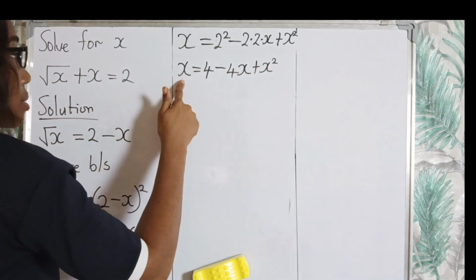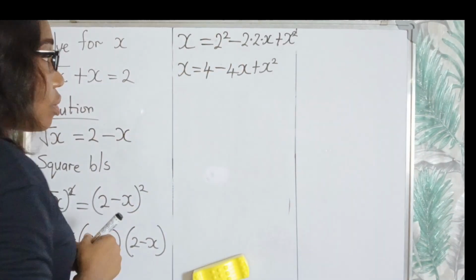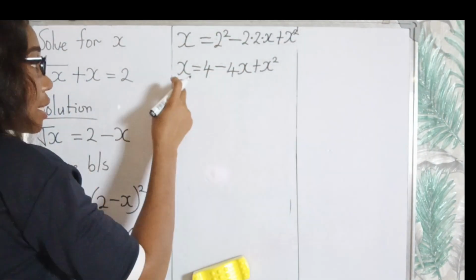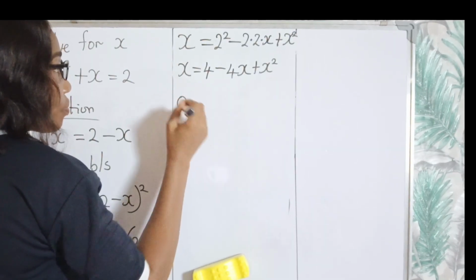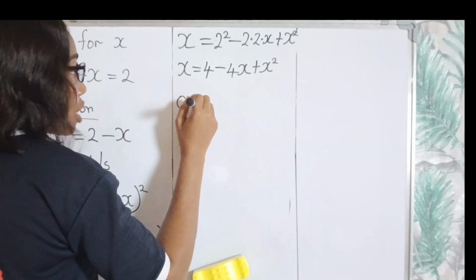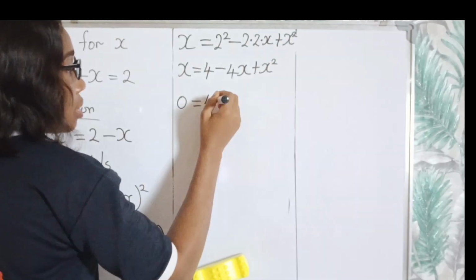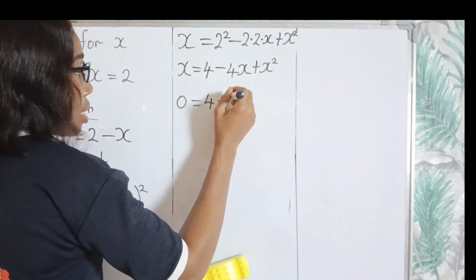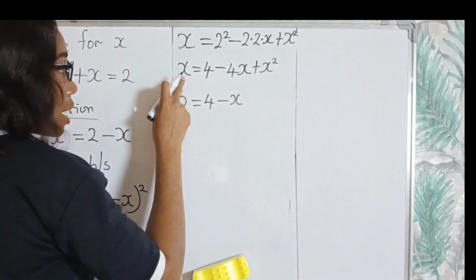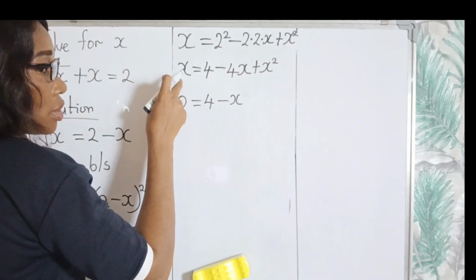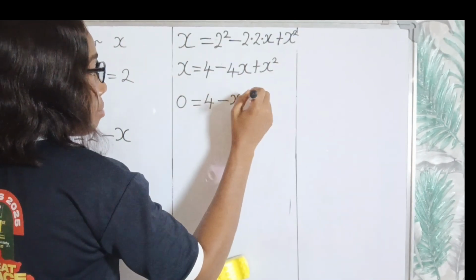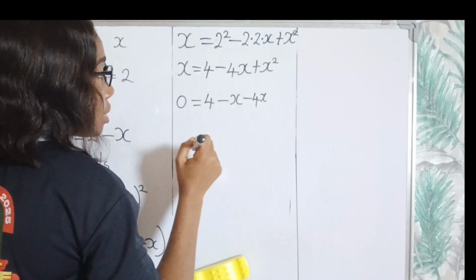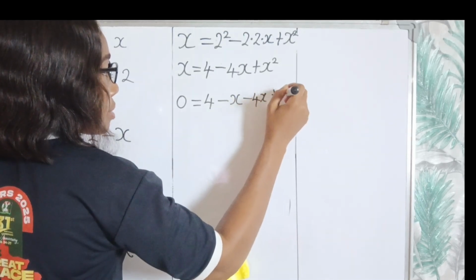But now I want to rearrange this equation. So I'm going to take x to this side of the equation. So if I take x from here, we are going to be left with 0. So we're going to have 0 is now equal to 4 minus x. I brought this x over. It was plus x here, now it is minus x, minus 4x plus x squared.